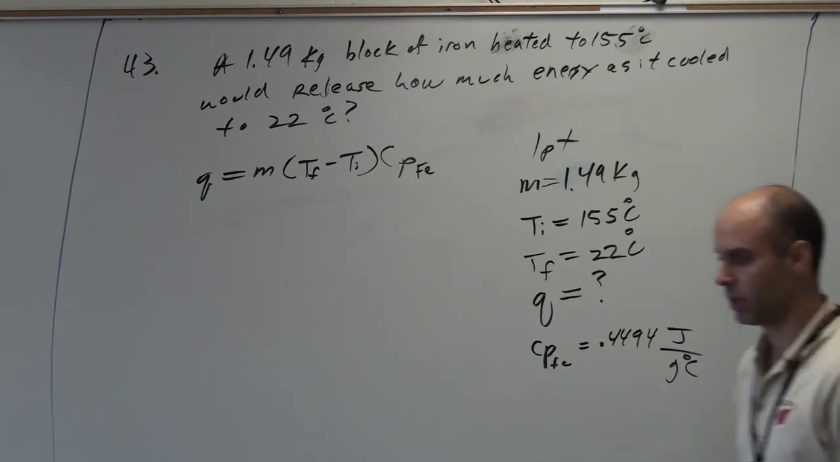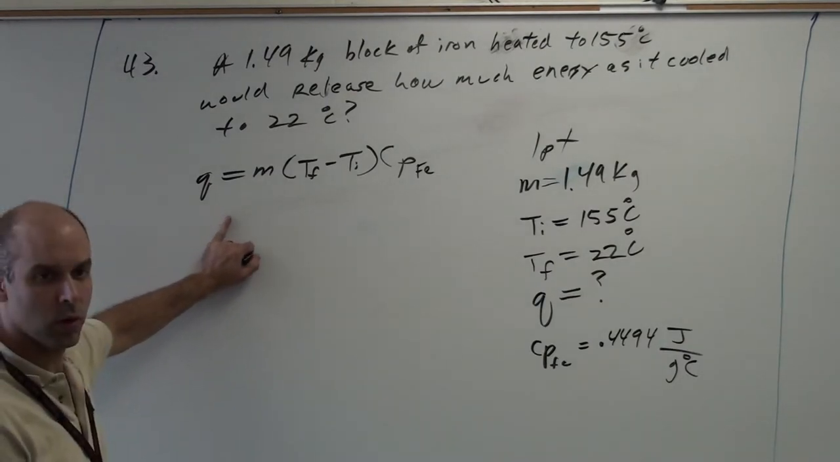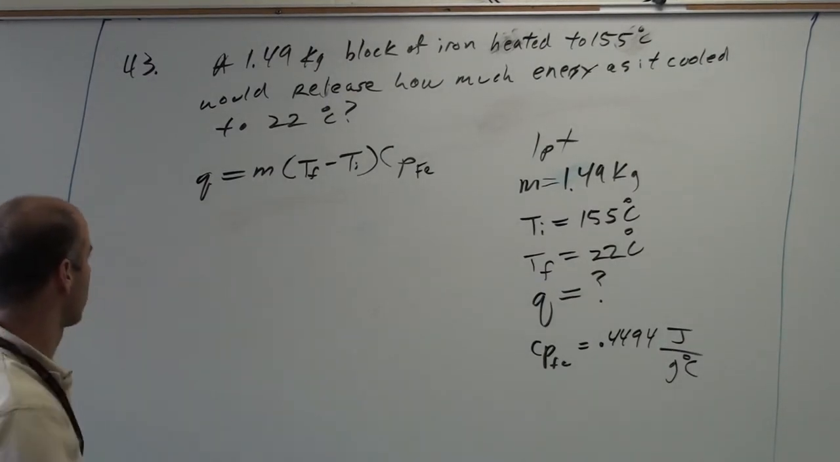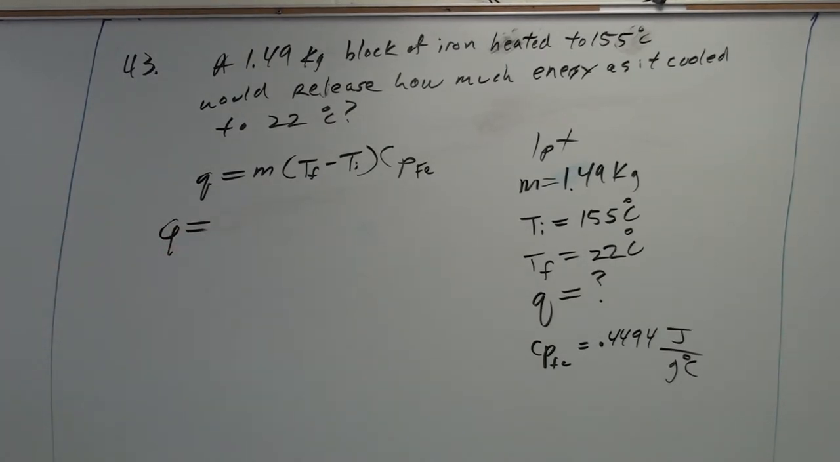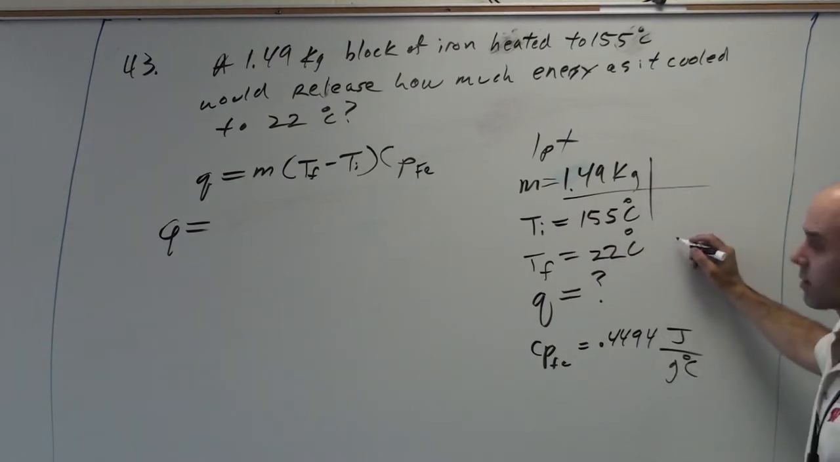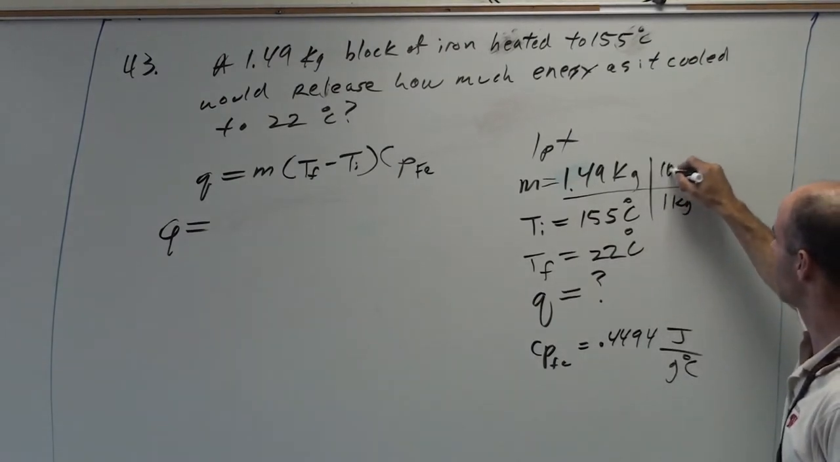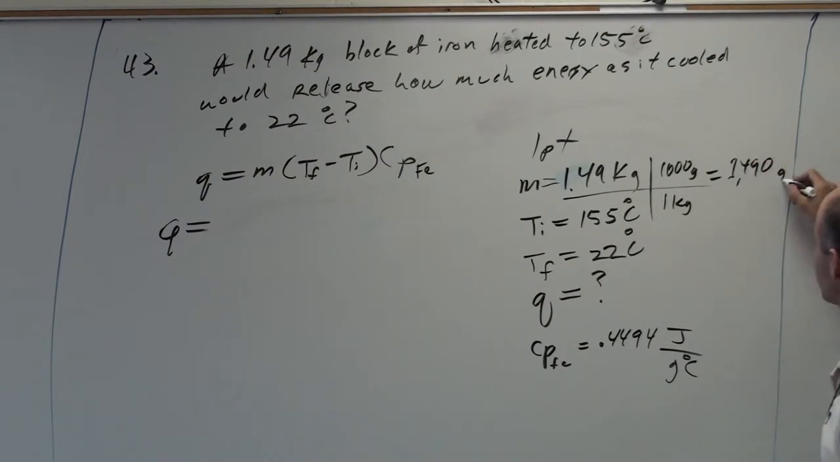Okay? So Q we're trying to find. Mass, what's wrong with the mass? It's in kilograms. In kilograms. It must be in grams. Do not be fooled. Alright? So, a little unit analysis here. 1 kilogram is 1,000 grams. So 1,490 grams.